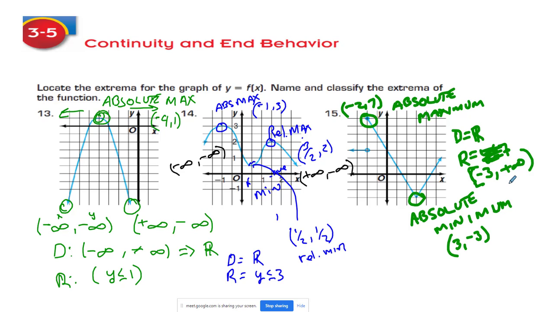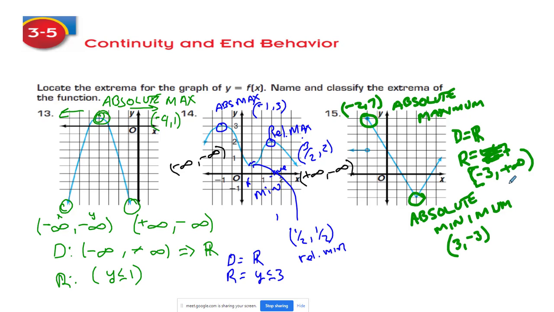And in terms of the range, basically x's can be any number at all. So I think we've taken care of everything that goes on with number 13, 14, and 15. Anybody have any questions on that?